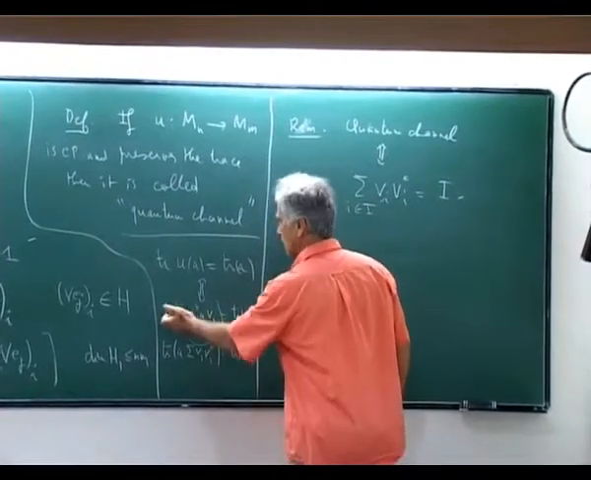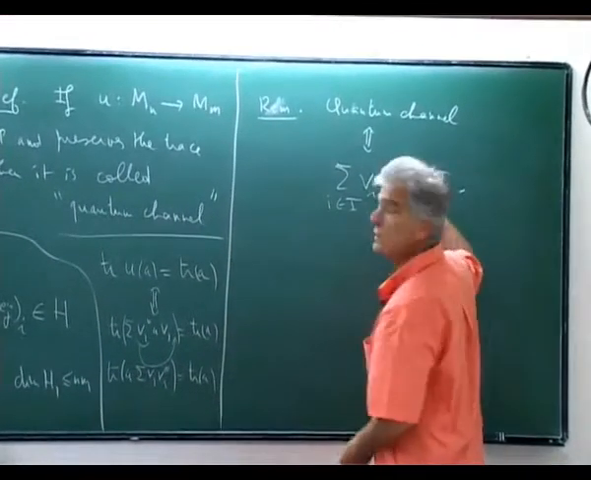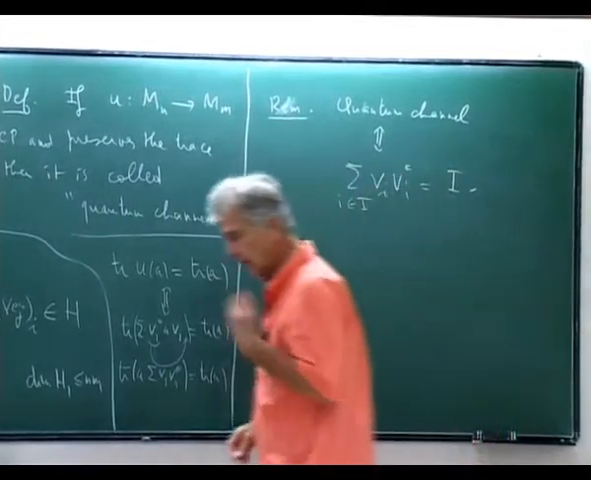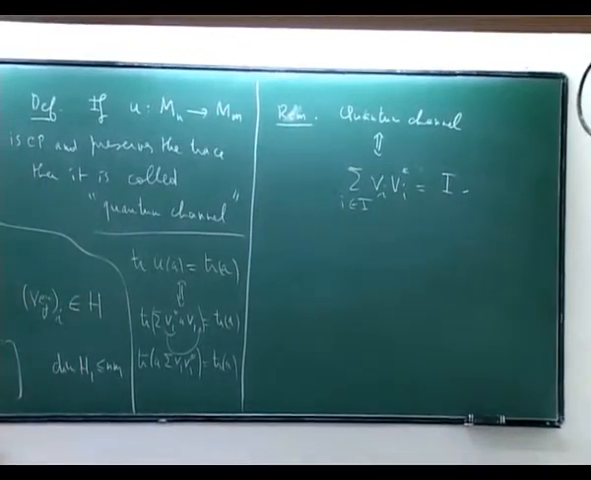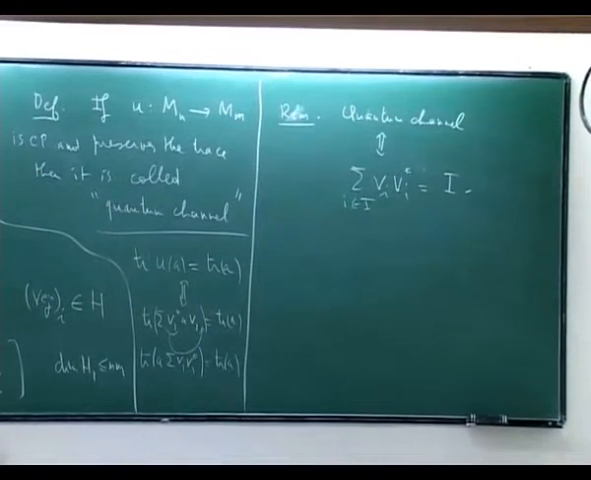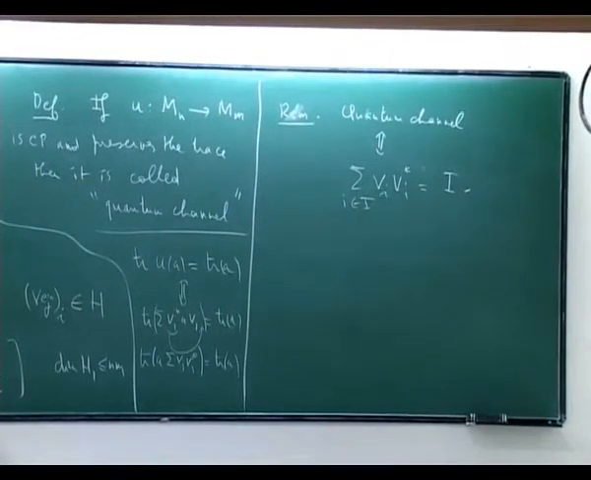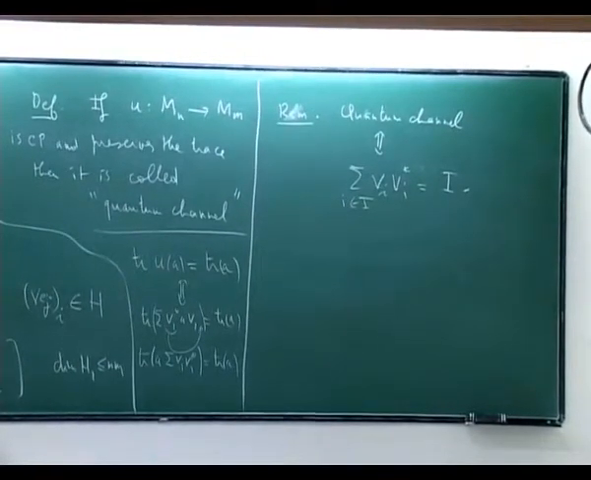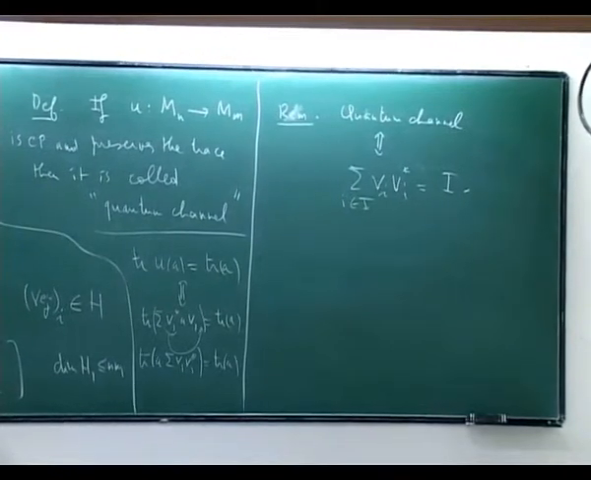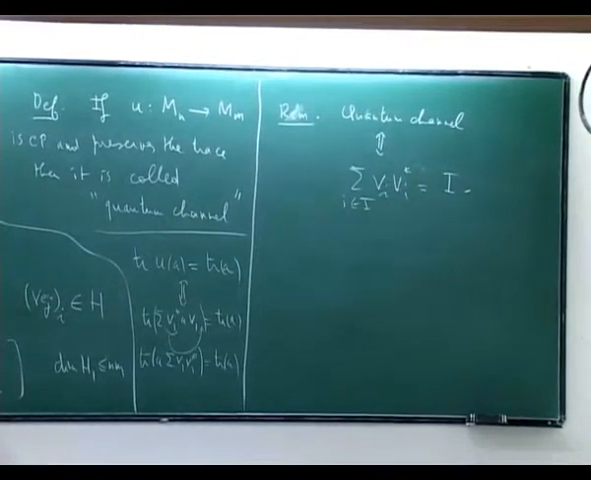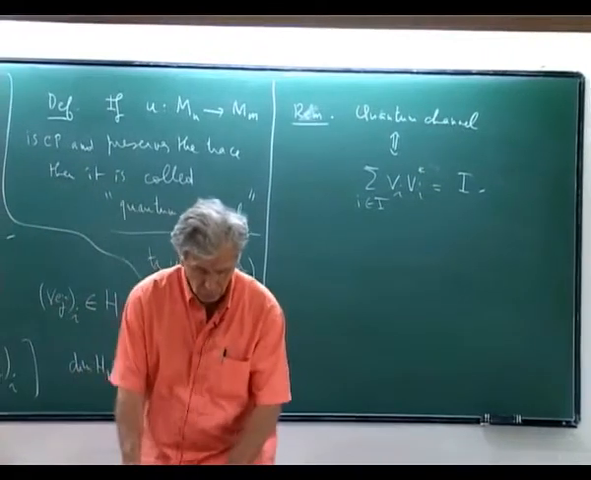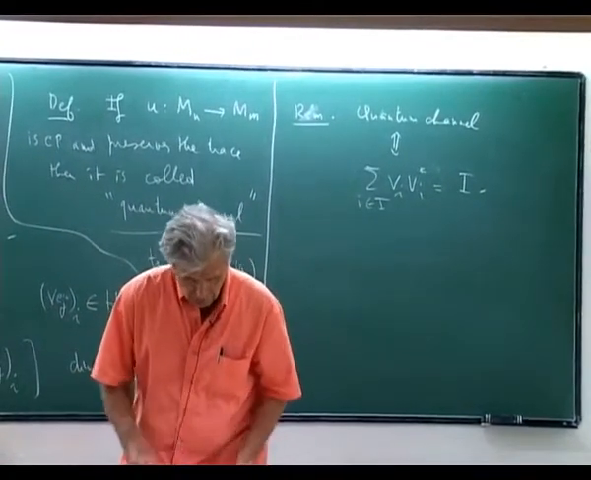So this is what I claimed, and this is what translates the fact that the trace is preserved. Unital maps would be such that the sum of V_i star V_i is 1, but trace preserving is the other way around. And this is, of course, a different condition. You can have one without the other.